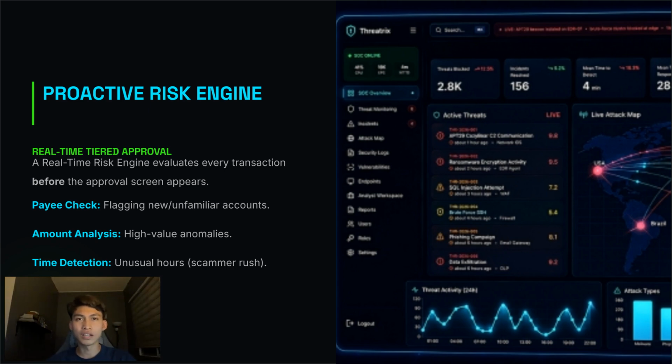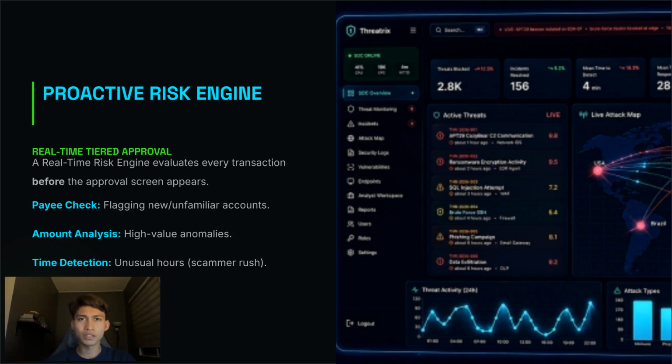Next is transaction amount analysis, which is high value anomalies. The system checks for sudden volume anomalies. If a user who typically transfers amounts under 500 suddenly attempts a transfer of 5,000 ringgit, a high value risk indicator is flagged. Next is time detection. Scammers love rushing victims late at night during early morning hours when cognitive awareness is lowest. So transactions executed during these highly irregular hours are heavily weighted.